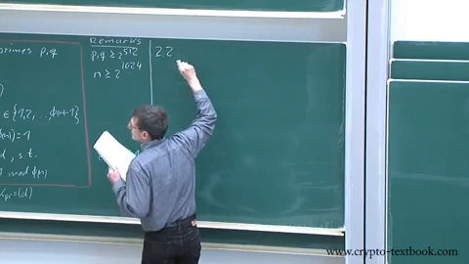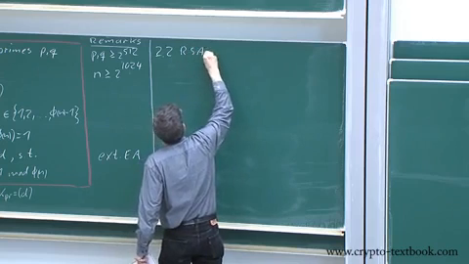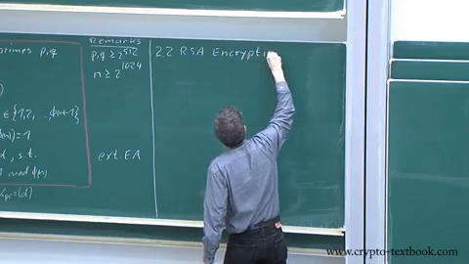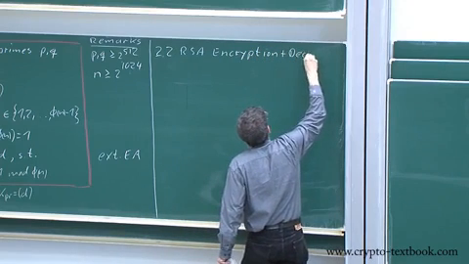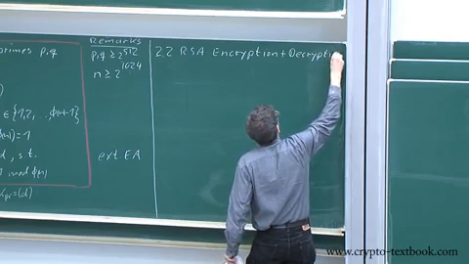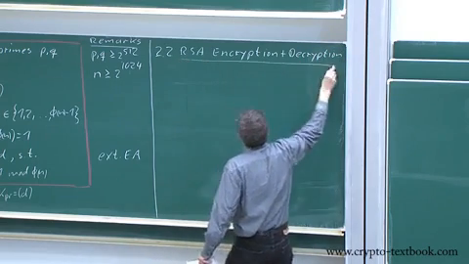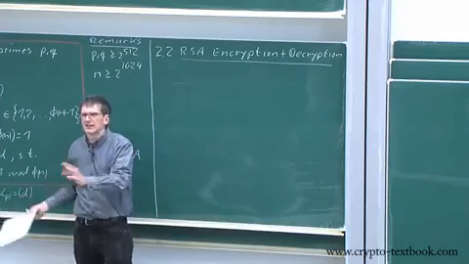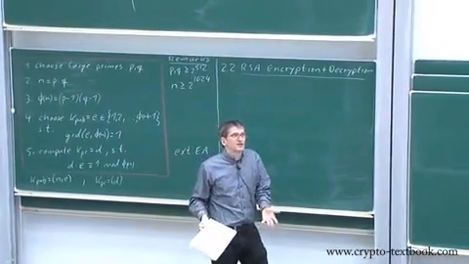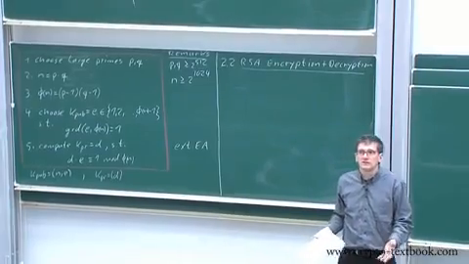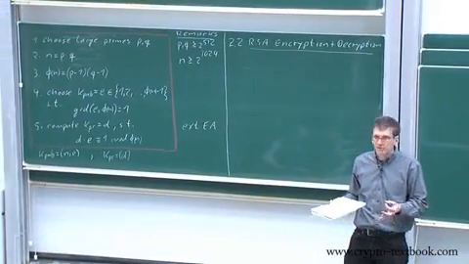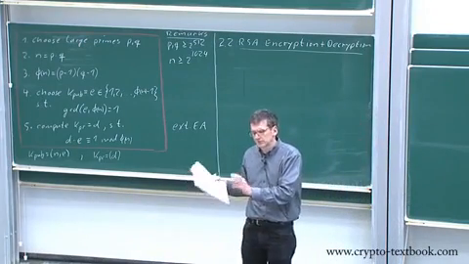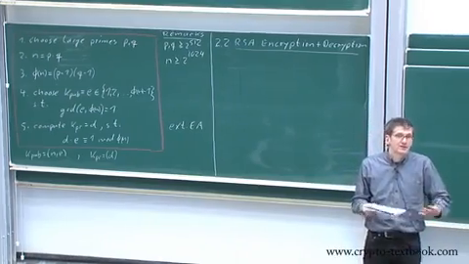2.2 is RSA encryption and decryption. The nice thing about RSA is that the key generation is a little bit involved and very arbitrary looking. Now the beauty of RSA is that conceptually this is super easy. It is one very simple operation that does encryption, and then another very simple operation that does decryption. It's very simple, okay?